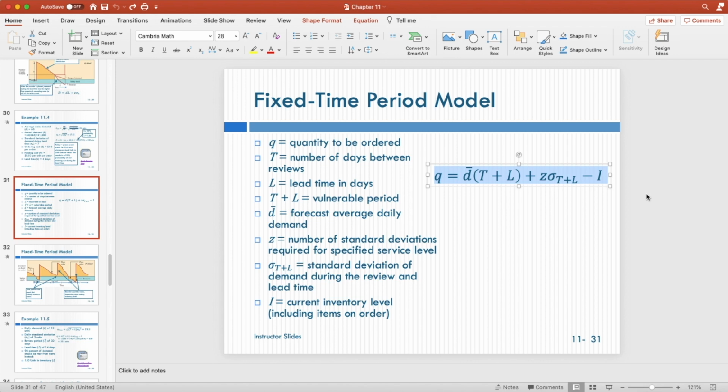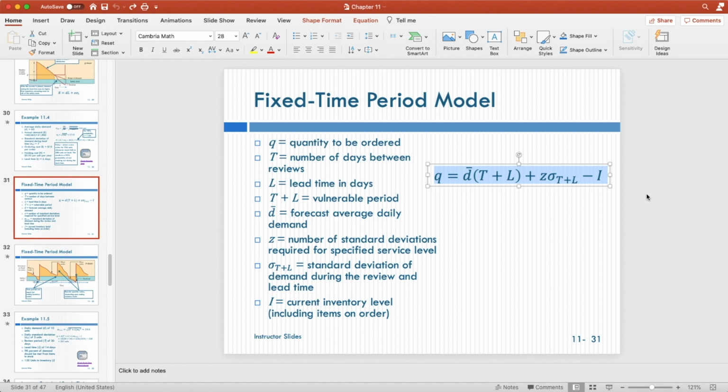Normally we will tell you the preset review period. Normally the context will tell you that, based on management experience for this specific type of product, they may review the inventory level every month, every week, or even every 2 months. That is normally given by the context.